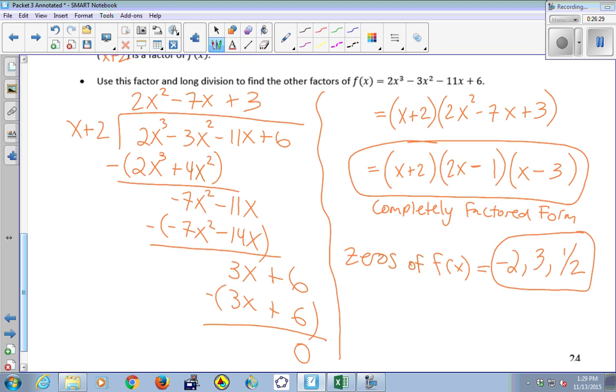So pay attention to what's being asked for. If they ask for factors, you write it out as the bubbles, right? And if they ask for zeros, the answers are just numbers. But if you know a factor, you know a zero, and if you know a zero, you know a factor. So you just have to be aware of what they're asking for.